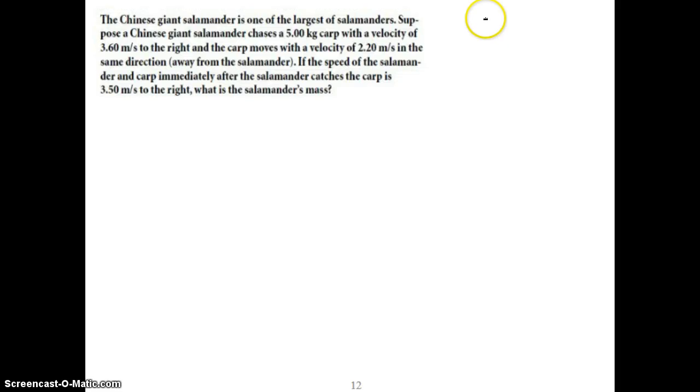So we start with 6e. And this is actually a pretty simple problem. You might not need it, but just in case, we're going to run through it.